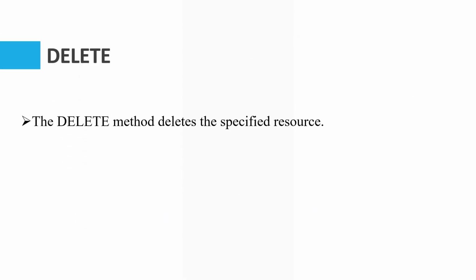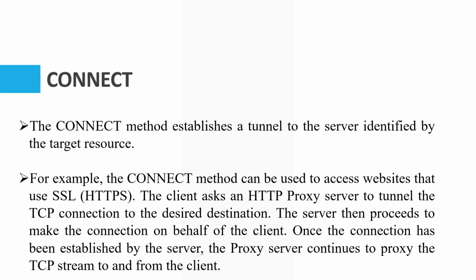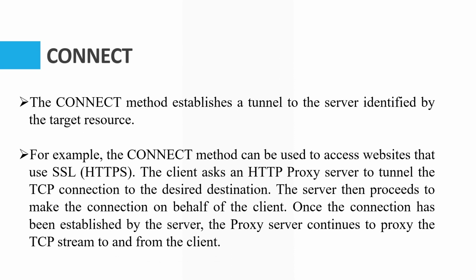The DELETE method just deletes the specified resource. It's very simple. The CONNECT method establishes a tunnel to the server identified by the target resource. For example, the CONNECT method can be used to access websites that use SSL. The client asks an HTTP proxy server to tunnel the TCP connection to the desired destination. The server then proceeds to make the connection on behalf of the client.